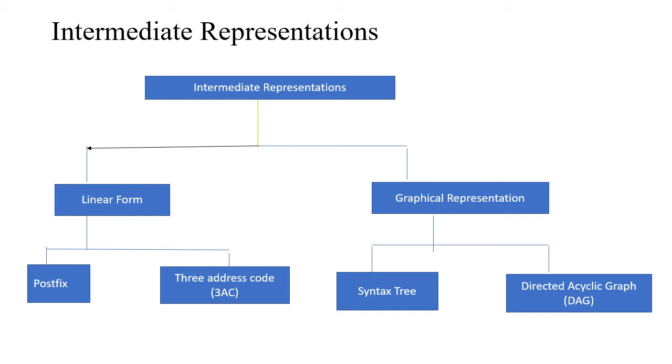Now we have to learn what are the various ways to represent intermediate code. Intermediate representation is broadly divided into two. One is linear form, another one is graphical representation. Linear form is again divided into postfix notation and three address code. Graphical representation is divided into syntax tree and directed acyclic graph. These are the common techniques to represent intermediate code. Among all these techniques, three address code is the most popular.